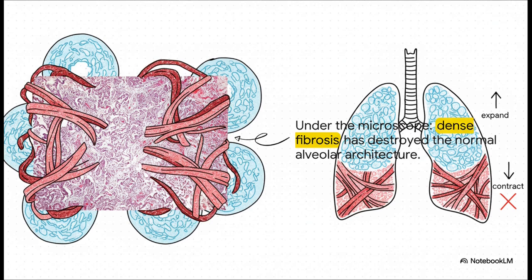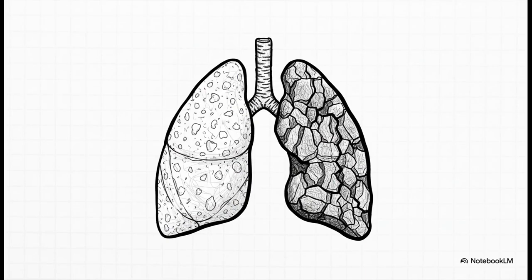So the CT scan shows us the honeycomb, but why does it look like that? Let's zoom in way down to the microscopic level. You see this slide? All that bright pink stuff? That's not lung. That's scar tissue. Dense, fibrous scar tissue that has completely wiped out the normal, delicate air sacs, the alveoli. The lung has lost its stretchiness. It's become stiff. And this is what we call the honeycomb lung.